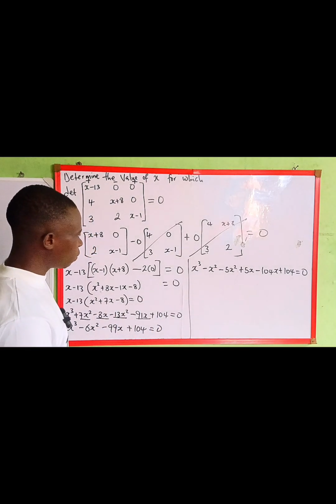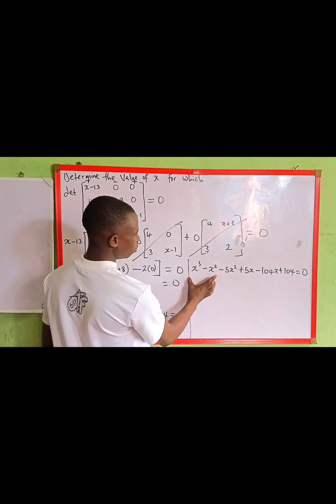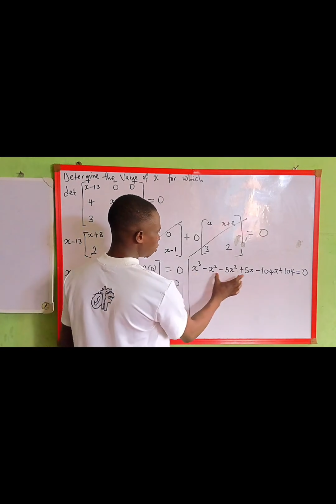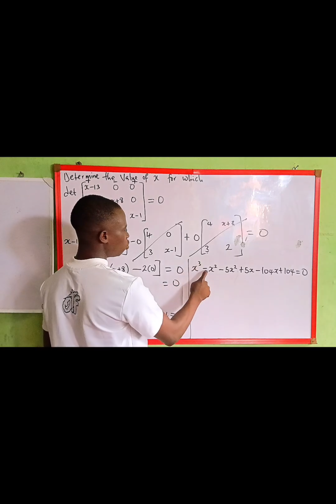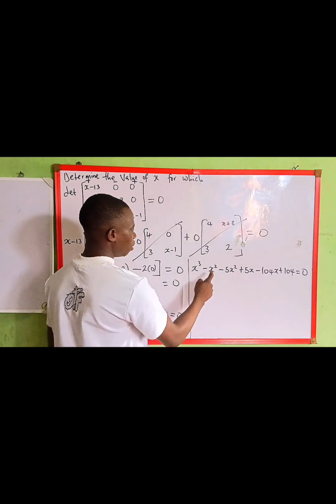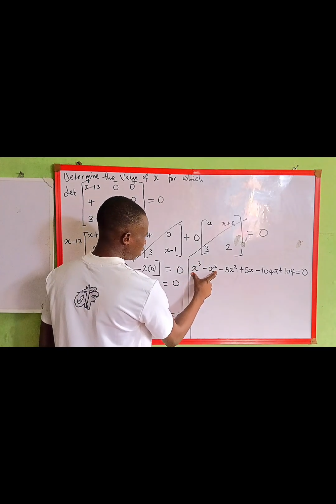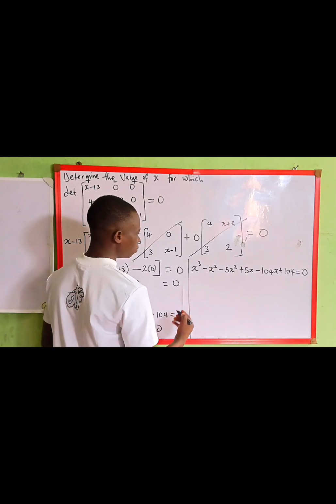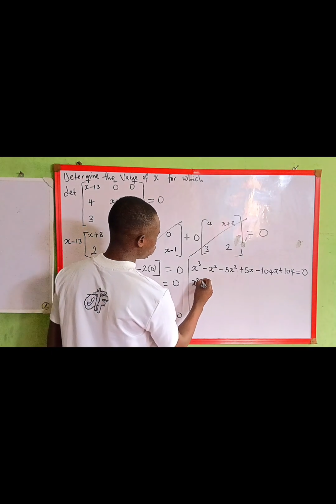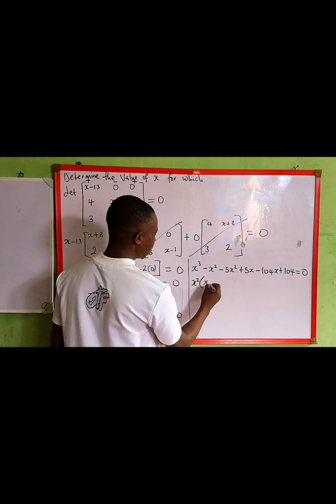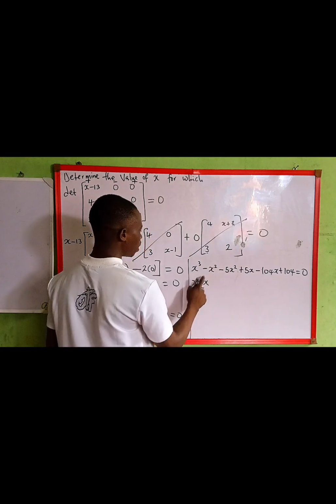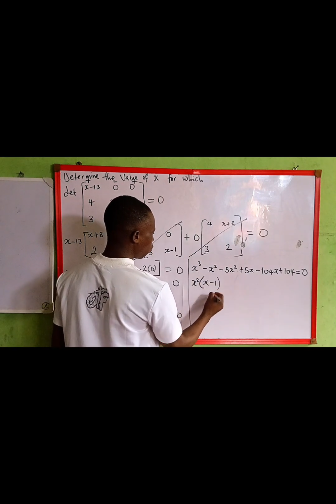So now the next thing we're going to do, if you look here, we need to group the terms. We group this, and group this. Here we have what? x cubed minus x squared. The least common factor here is x squared because it has the lowest power. So we factor out x squared, then we open bracket. x cubed divided by x squared will remain x. Then minus x squared divided by x squared will be minus 1.